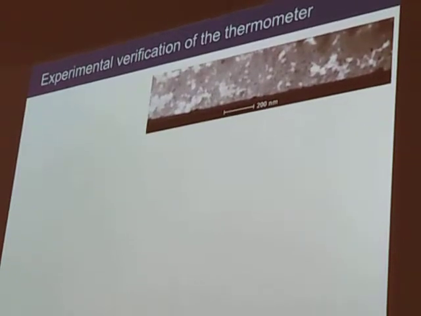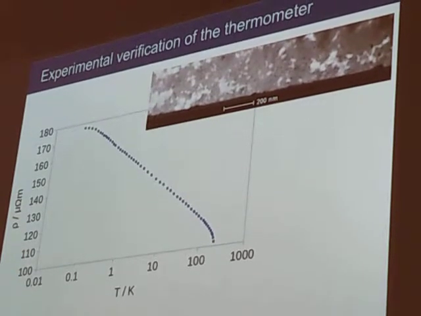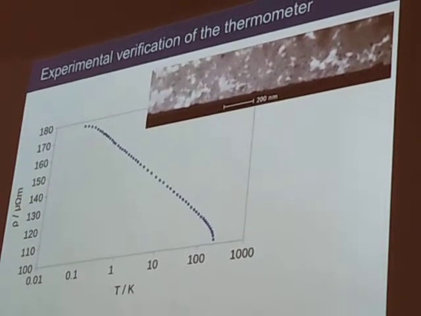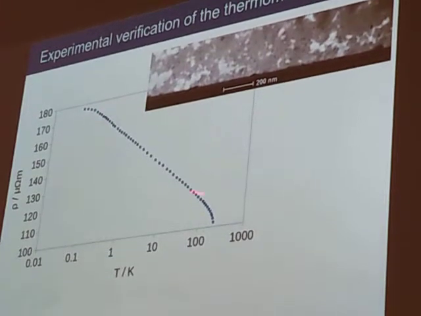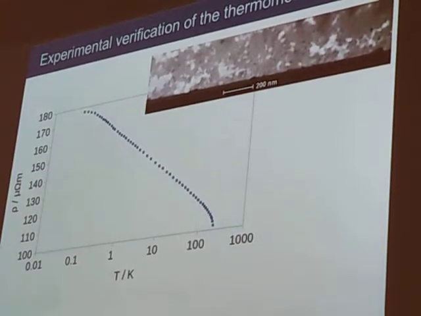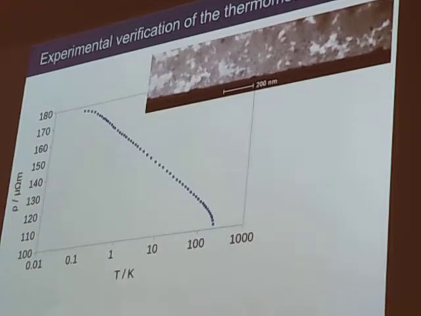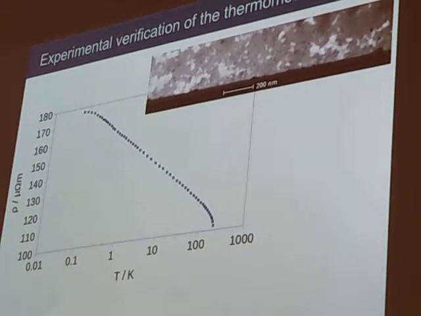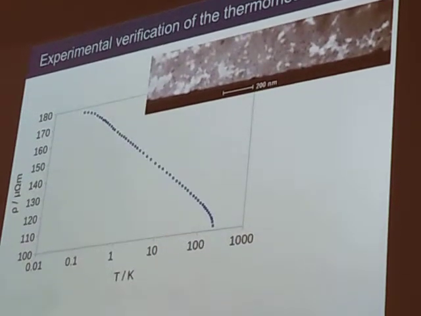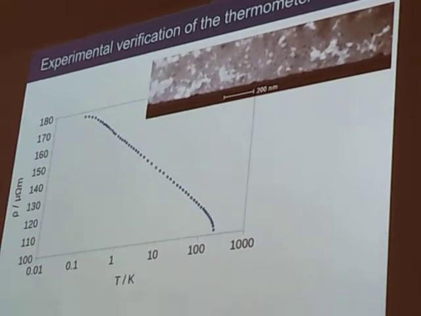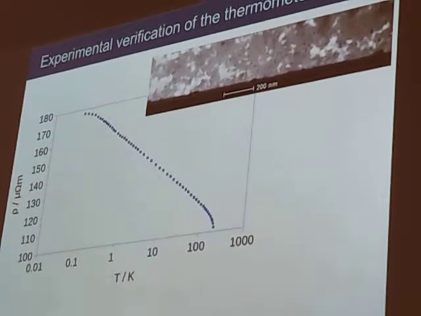So that's what it looks like, and my colleagues can then go and measure the electrical resistance, resistivity, as a function of log temperature. And you see how we've made the material where this relationship is entirely linear between about 0.2 Kelvin and around 200 Kelvin. So it's entirely log linear over 3 orders of magnitude in temperature, which makes that a very broad range. It's much broader than the next best thermometer, which is linear over about an order of magnitude.